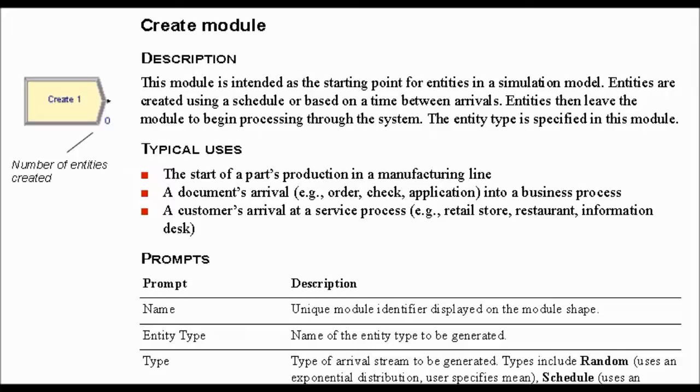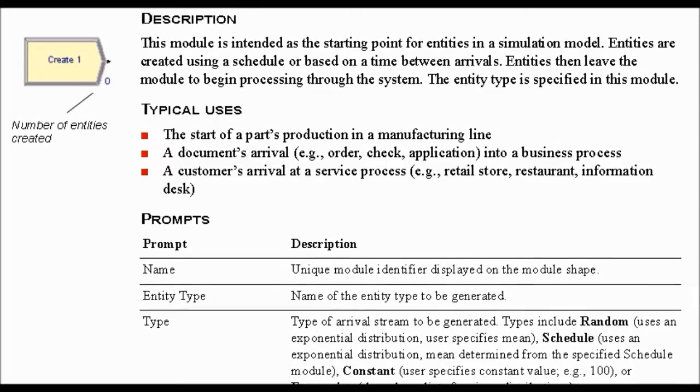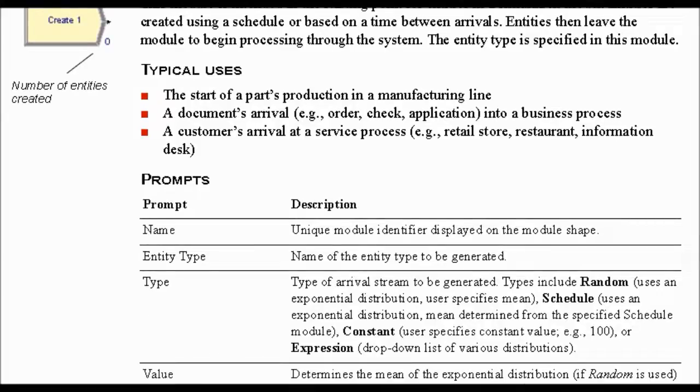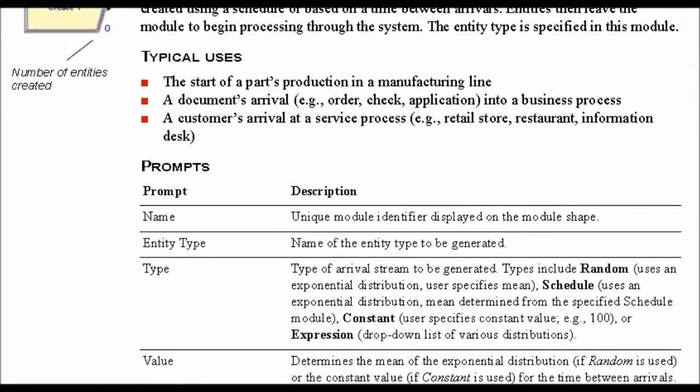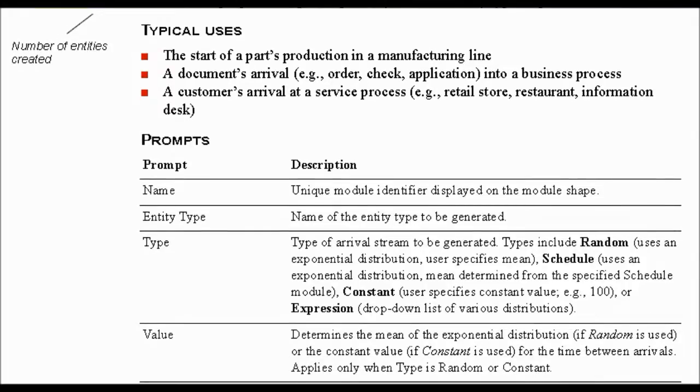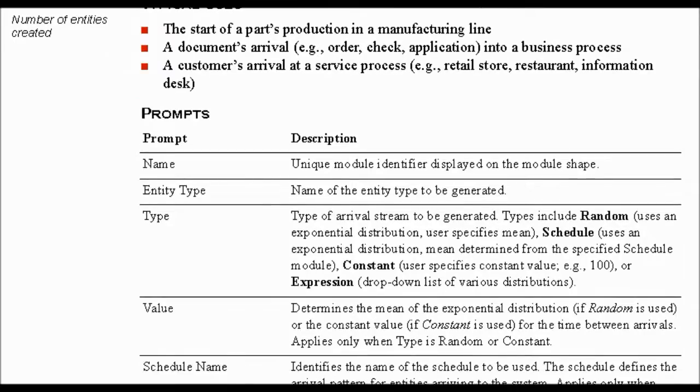Prompts and descriptions. Name: unique module identifier displayed on the module shape. Entity type: name of the entity type to be generated. Type: type of arrival stream to be generated. Types include random, which uses an exponential distribution where the user specifies the mean; and schedule, which uses an exponential distribution.